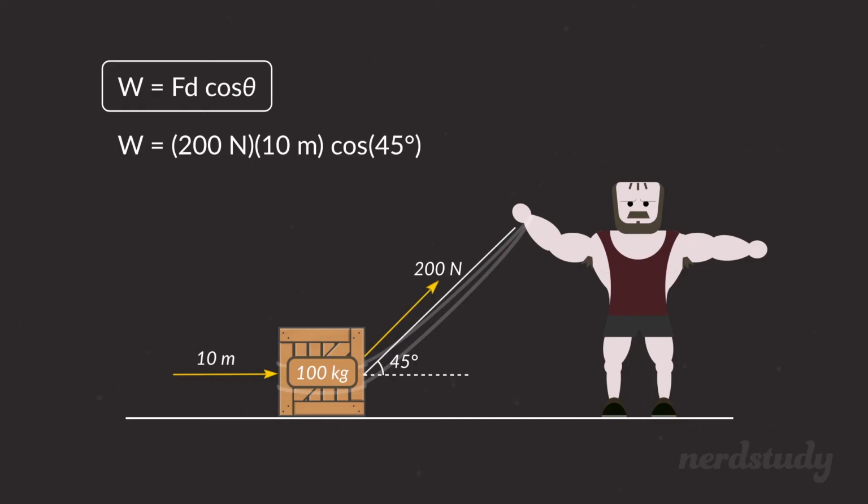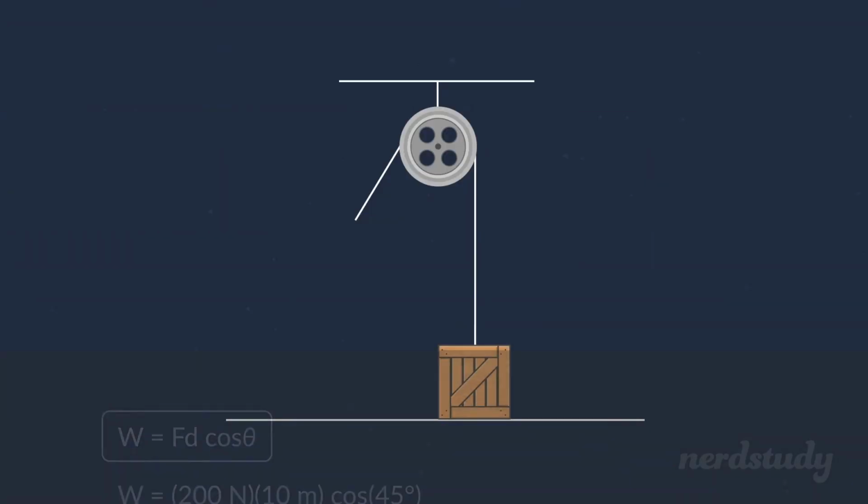Great, and once we substitute all these numbers into the formula, we can use a calculator to find out that the rope does roughly 1,414.21 joules of work on the box. Awesome! Now let's look at one more example.